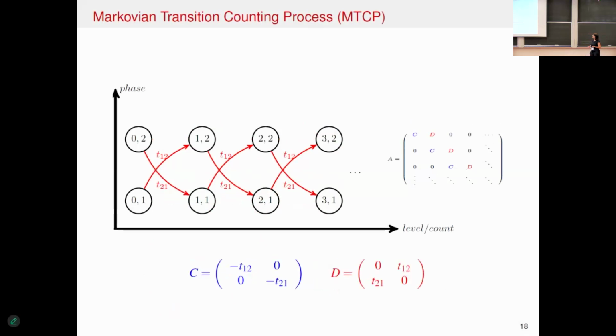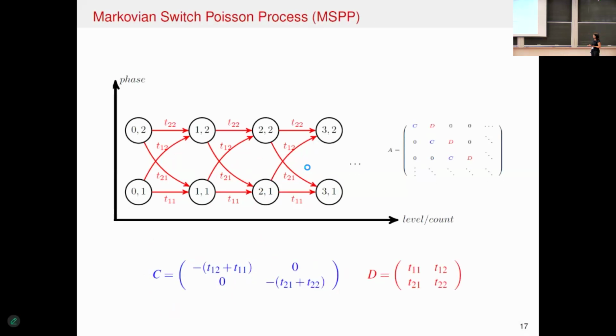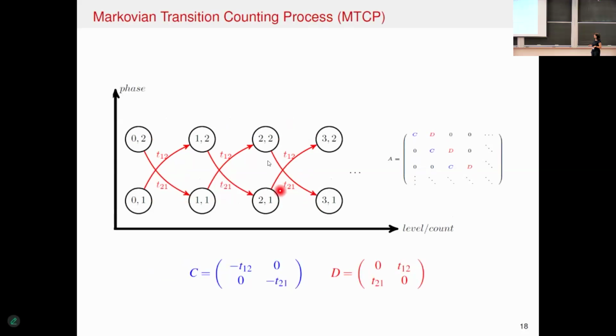A subclass of them is what we call the Markovian transition counting process. Comparing with the previous one, we don't have this type of transition without a change of the phase. Whenever we have an arrival, we ensure that there was a change in the phases of the phase process. As a result, in addition to having matrix C as a diagonal matrix, we have 0 as the diagonal elements in the matrix D.